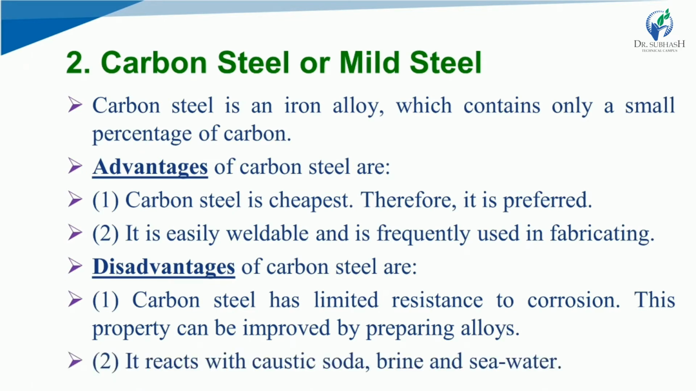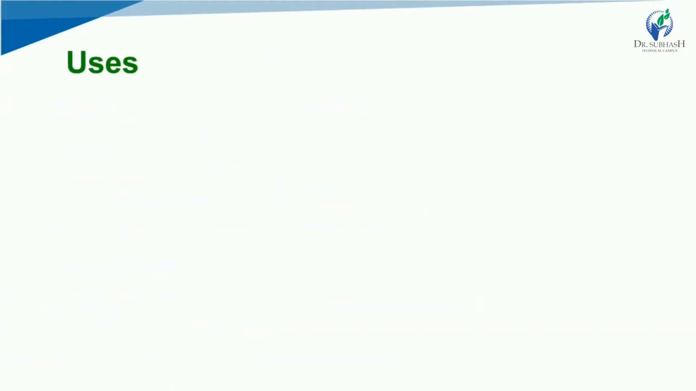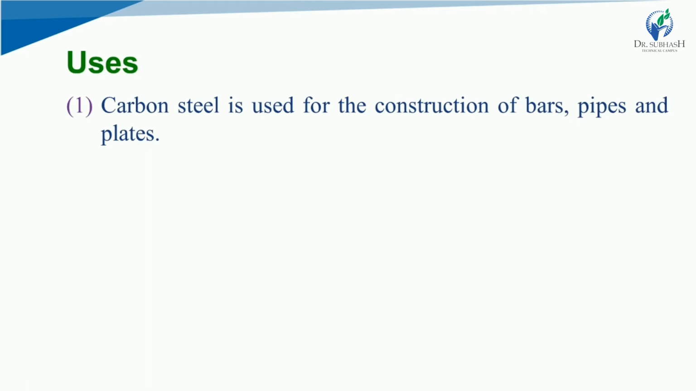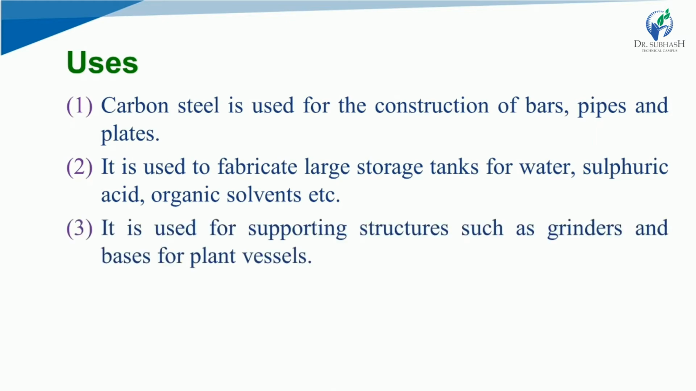It reacts with caustic soda, brine and seawater. So the reaction is not good for carbon steel; otherwise it can corrode, it can degrade. Uses: carbon steel is used for construction of bars, pipes and plates. It is used to fabricate large storage tanks for water, sulfuric acid, organic solvent, etc. It is used for supporting structures such as girders and bases for plant vessels.